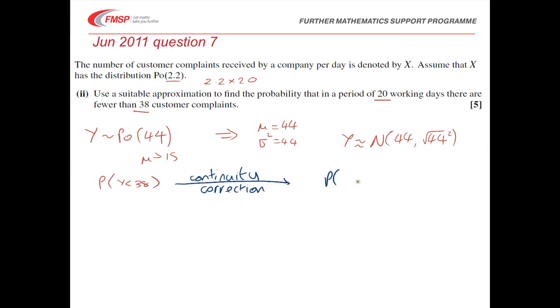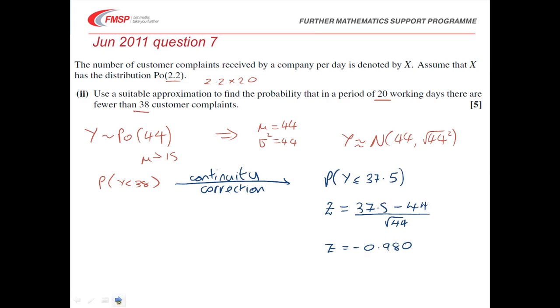So we need to realize that when we do this, y is going to be less than or equal to 37.5. Okay, and that's really, really important that we understand how this continuity works. Okay, so again, standardizing this, we're going to have z is equal to y, in this case, 37.5 minus 44 over root 44, which as before is going to give me a z value of minus 0.980.